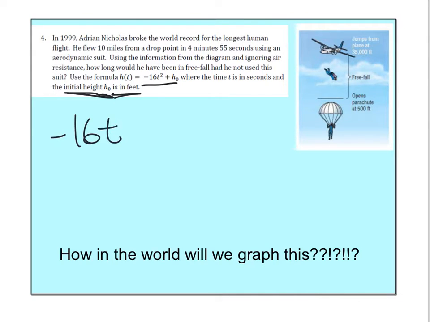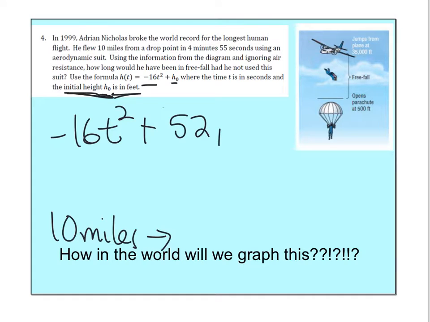So it's going to be negative 16t squared plus, now it's not 10, okay? It's not 10. 10 is miles. 10 miles. I want to convert that to feet because everything is in feet. So I'll take that times 5,280. So that's going to be 52,800. So, using the information diagram, how long would it have been in free fall had he not used this suit?